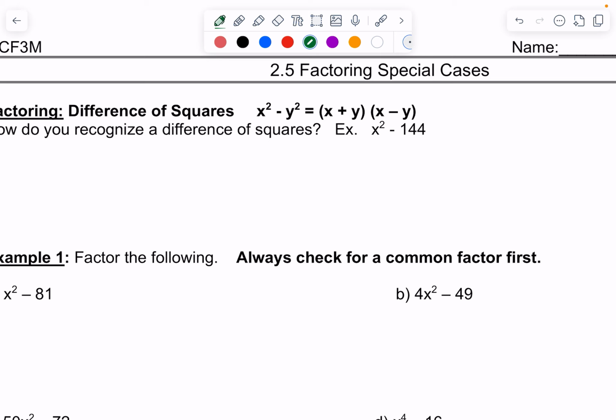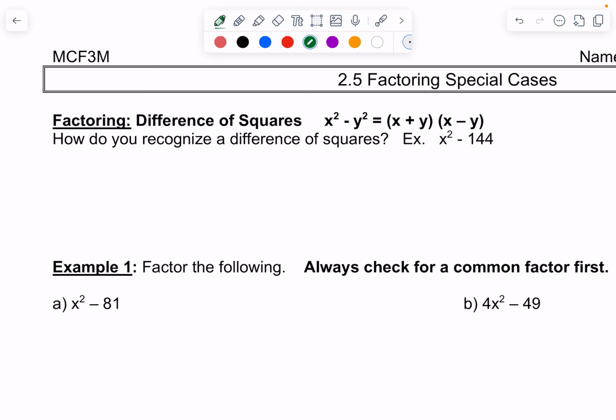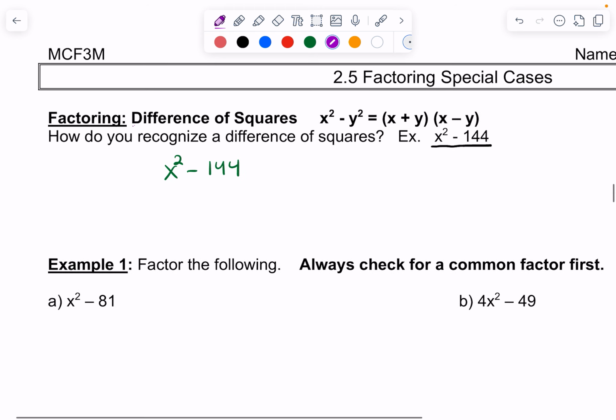So let's look at the first one right here. We're going to be talking about difference of squares. And how do you recognize a difference of squares? Well, let's use this example that they give us right here: x squared minus 144. Looking at just the words used, the key thing is difference. Notice how you have a subtraction right here. It's like you saying, what is the difference between x squared and 144?